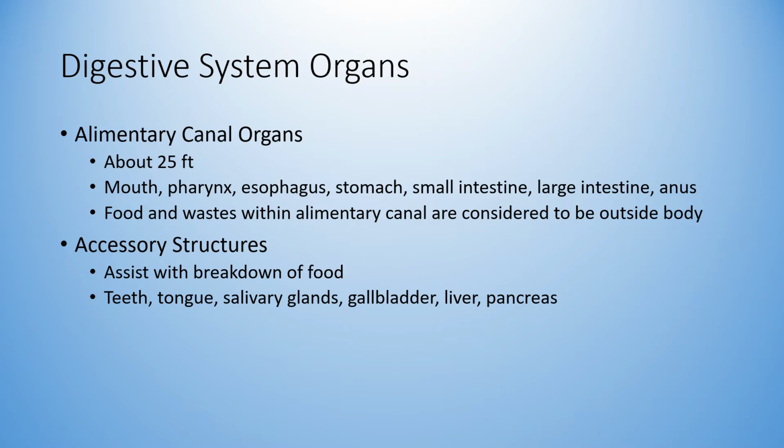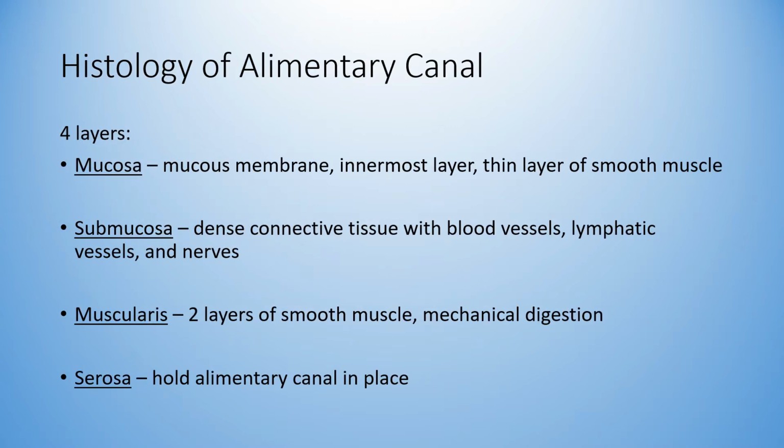And that's going to involve, as we said earlier, the liver, the gallbladder, and the pancreas. But it also involves the tongue, the salivary glands, and your teeth. So all of these will be discussed together. In terms of the alimentary canal, there are 4 layers as you look at the histology of it.